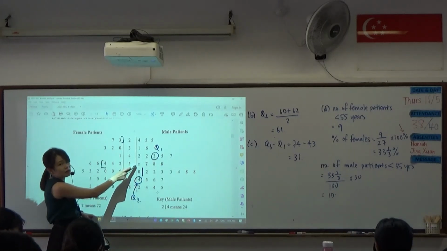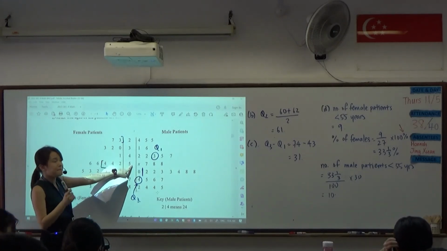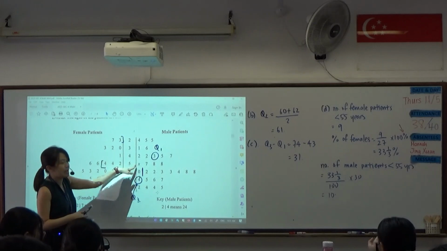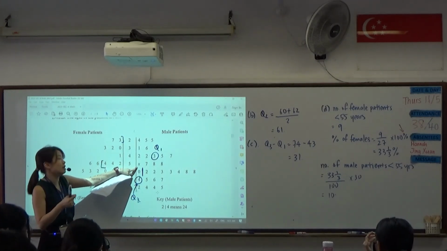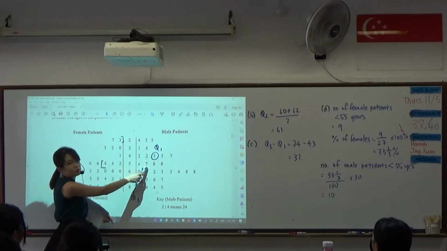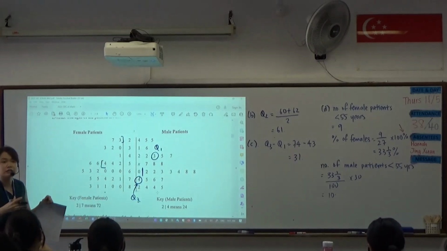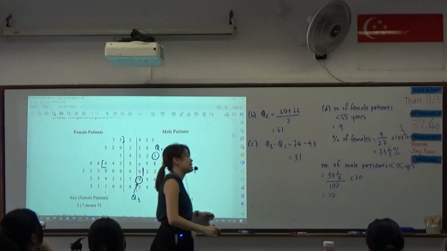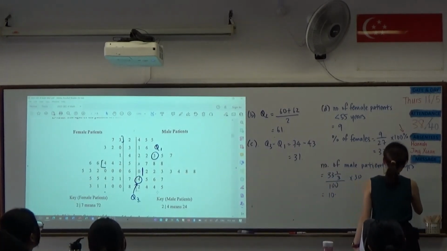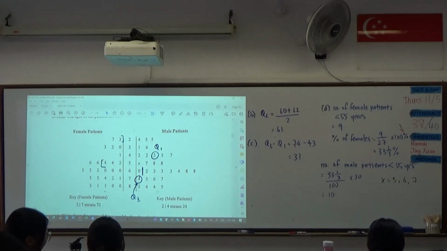That means this X itself has to be more than, otherwise equals to 55 years old. Okay, but this X itself is the leaf value. Okay, so it is a digit. So it should be 5, 6, or 7. It cannot be 8 because the next one is already a 7. Things found in your stem and leaf diagram is always arranged in the increasing order. Okay, so therefore your X must be equals to 5, 6, otherwise 7. Okay, some of you do realize that it is 55, 56, 57, but you fail to realize that X represents a leaf in the stem and leaf diagram.